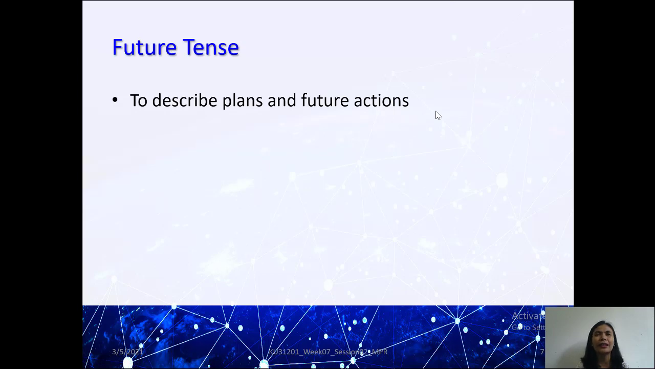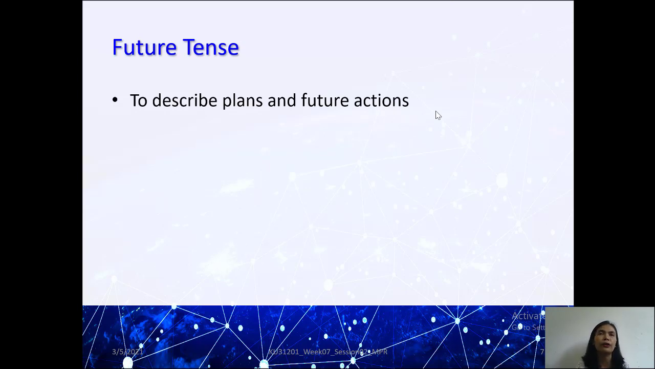So I think this is a very common tense, okay? Since you have learned English since junior high school, I think future tense has been discussed quite extensively. So very quickly, we'll just have a quick review on the tenses discussion. Future tense is to describe plans and future actions, okay? Anything that you intend to do in the future, then you use future tense.